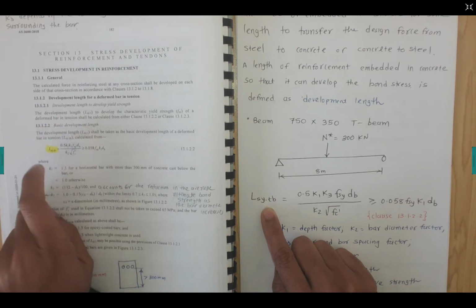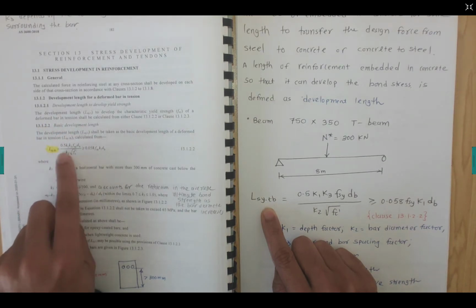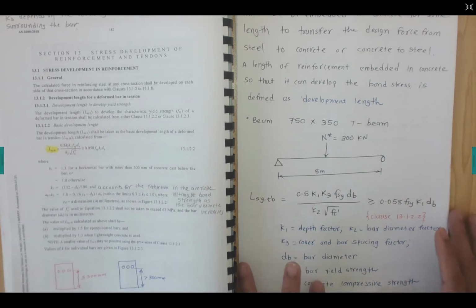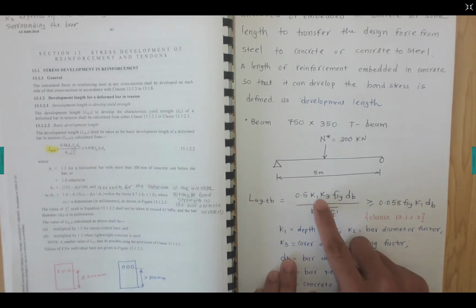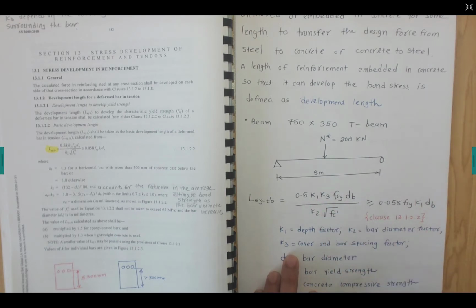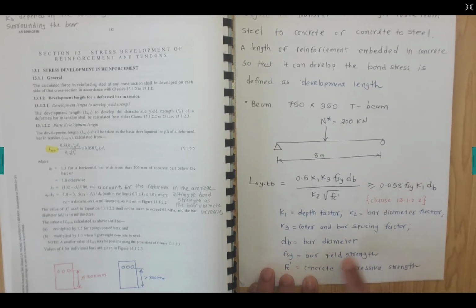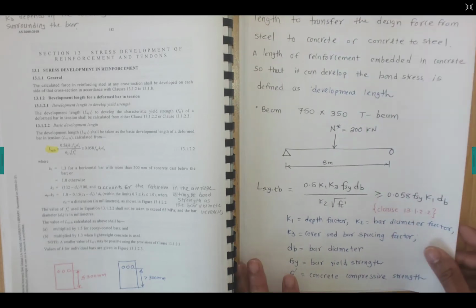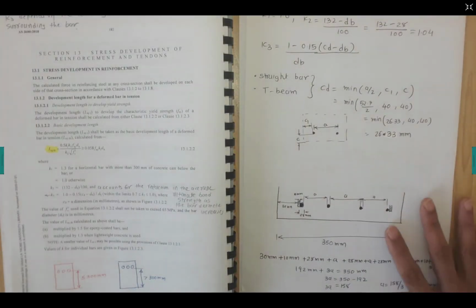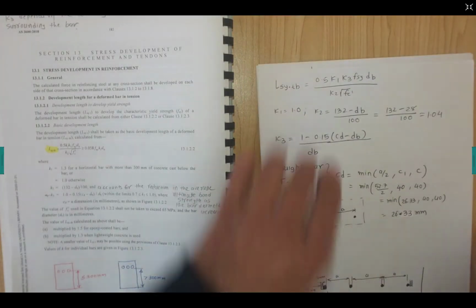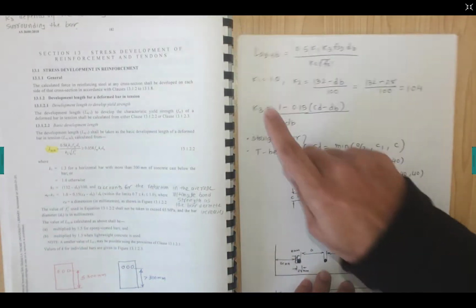13.1.2.2, basic development length. The equation is given here. These are the notations: K1 is the depth factor, depending on the depth of the concrete below the reinforcement. K2 is the bar diameter factor. K3 is the cover and bar spacing factor. db is the bar diameter, fsy is the bar yield strength, and f'c is the concrete compressive strength. We use these equations to calculate for deformed bars under tension. Now we can solve these one by one, extracting the factors.